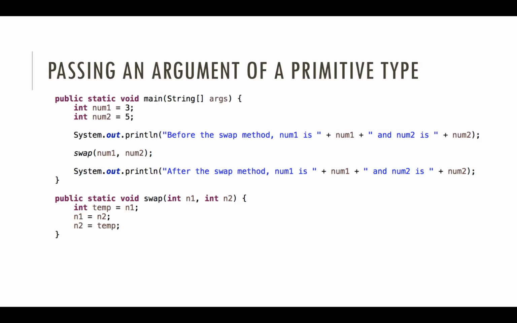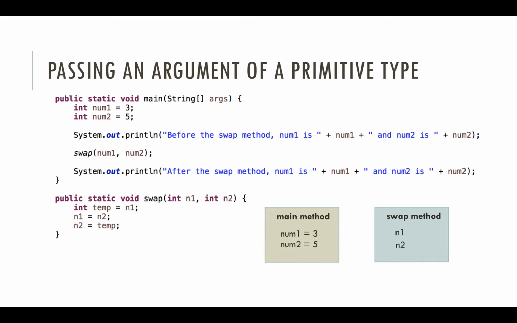Since num1 and num2 are of integer type, which is one of the primitive data type variables, when we have them as the input variables of the swap method, we are first copying their values and then passing these copied values to the matched parameters n1 and n2. So, the value of num1, which is 3, is copied and passed to n1, so n1 is equal to 3. And also, the value of num2, which is 5, is copied and passed to n2, so n2 is equal to 5. Inside the swap method, we have temp equal to n1, so temp is equal to 3. We also have n1 equal to n2, so n1 is equal to 5, and then n2 is equal to temp, so n2 is equal to 3.